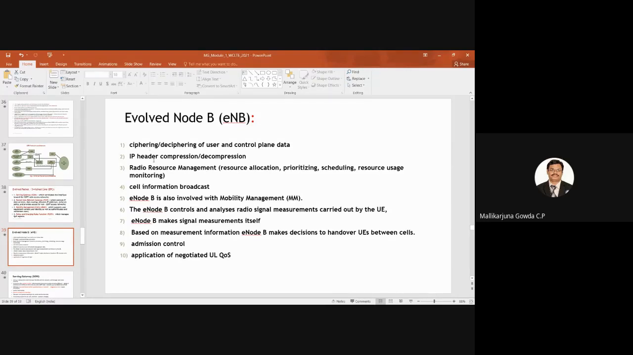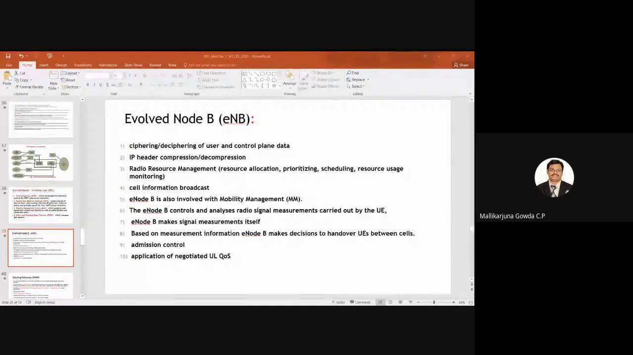Yes, my dear students should be able to say ciphering. Are you aware what ciphering is? Swas, ready? Yes, sir. Can you say what is ciphering? Like coding any information. Coding your raw data. Yes, sir.